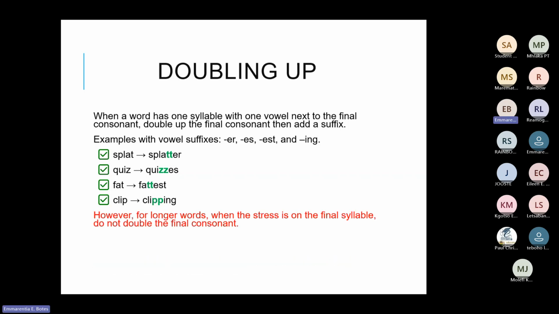So we see that that is for one syllable. However, for longer words, when the stress is on the final syllable, do not double the final consonant. Like this word, domineer, domineering. You see, we're not going to double the R. And engineer, also engineering, without doubling it. So this is what we must also look for in longer words: the stress is on the final syllable, and then we do not double it.